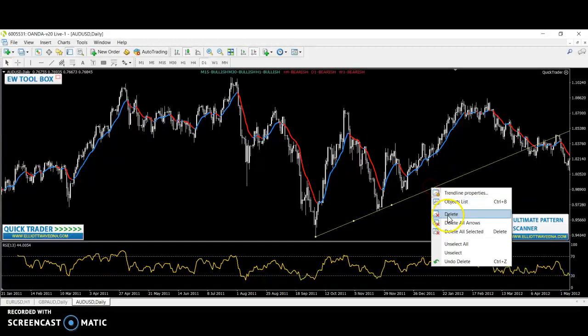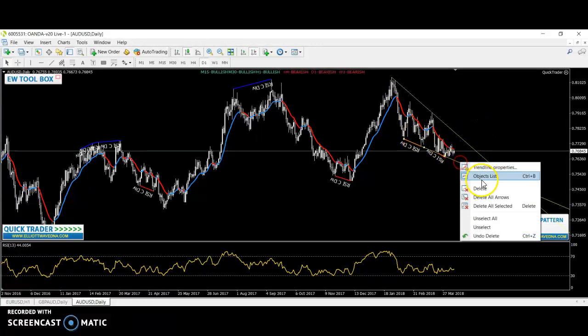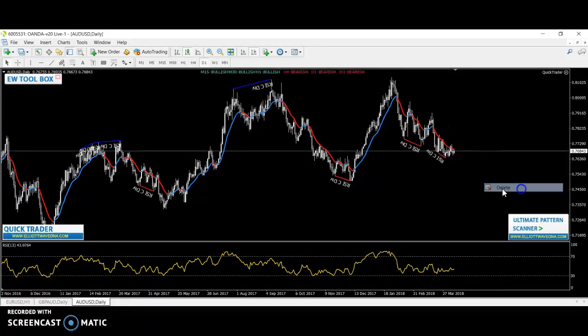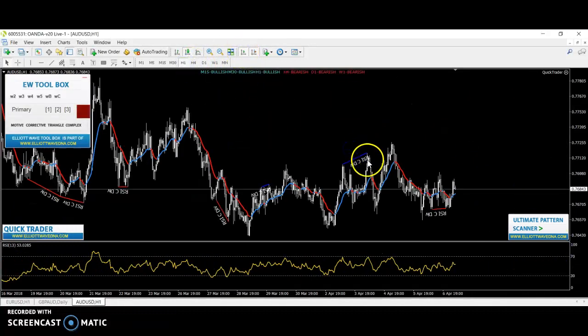A wedge or leading diagonal is similar to that. Difference being it's going to be much more choppy, and it's going to be forming down in a direction and signals a reversal, which you can see here. It's a very choppy move down. So we should be looking for a push up on this pair on the daily, which let's pop down to a smaller time frame here and see if we can keep this clear.